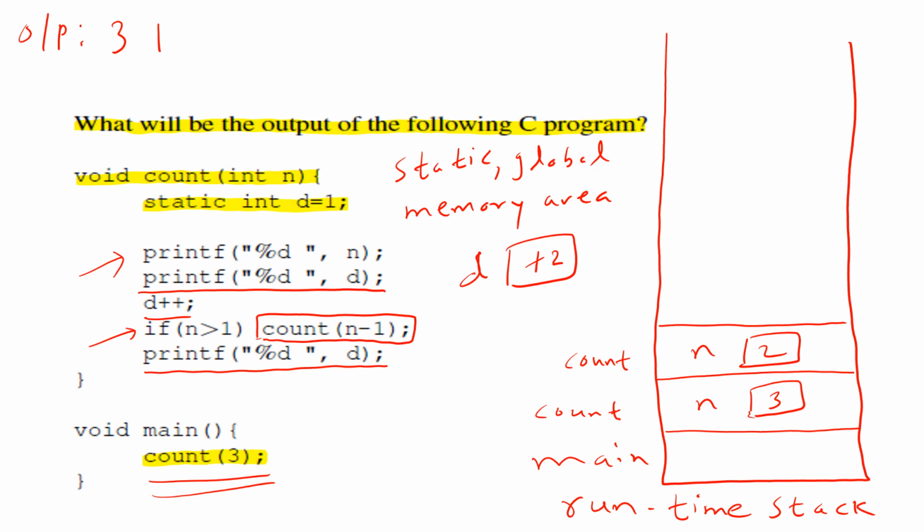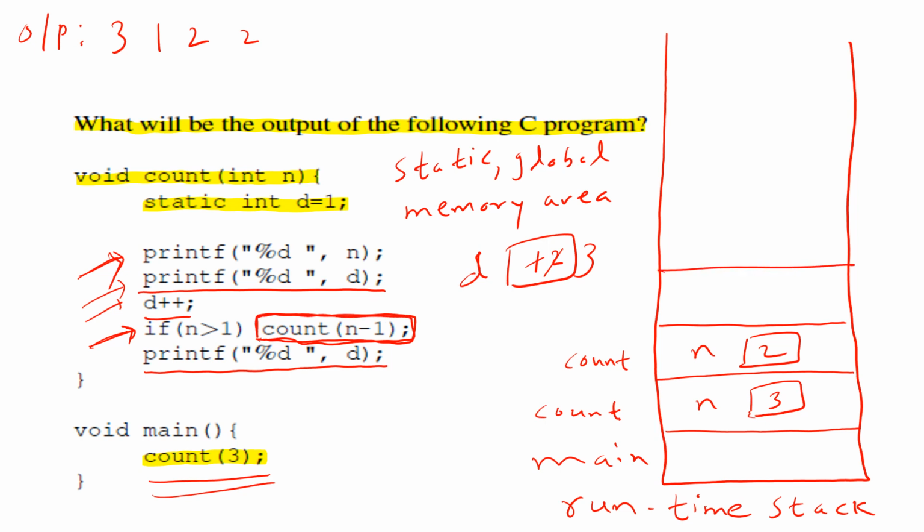Now in the second call to count, n is 2. Variable d need not be created because it is already created. We again print the value of n, which happens to be 2. Then we print the value of d, which also happens to be 2. Then we increment the value of d by 1, so d becomes 3. Then we check this condition, n is greater than 1, 2 greater than 1, that's true. Again we make a recursive call to the function count.